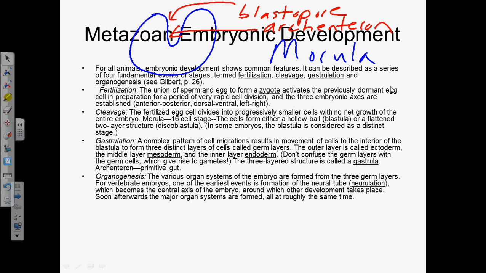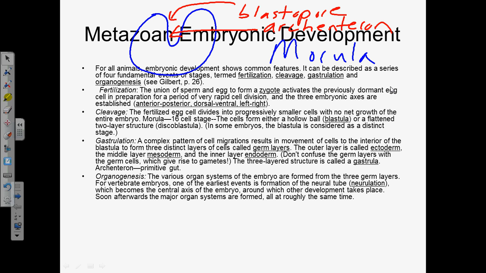While this is going on, the cells that are in that ball organize themselves into 3 layers. One layer on the outside, and it's called ectoderm. One layer in the middle, called mesoderm. And one layer on the inside, called endoderm. And those 3 layers of cells are your germ cell layers. They're essentially your stem cells. And those 3 layers of germ cells are going to make you.